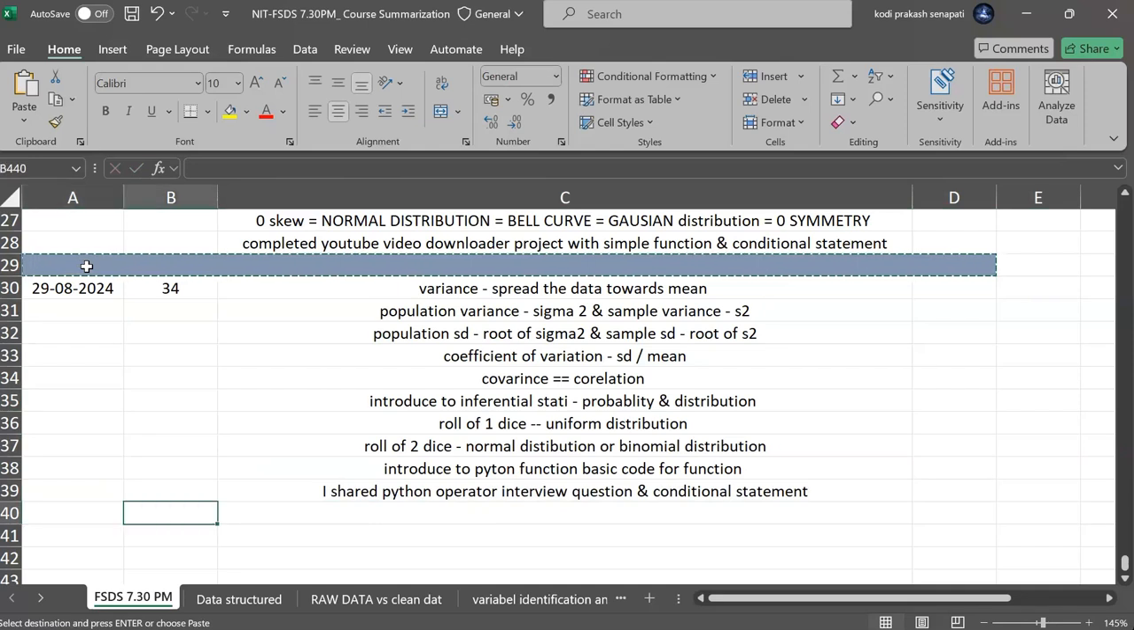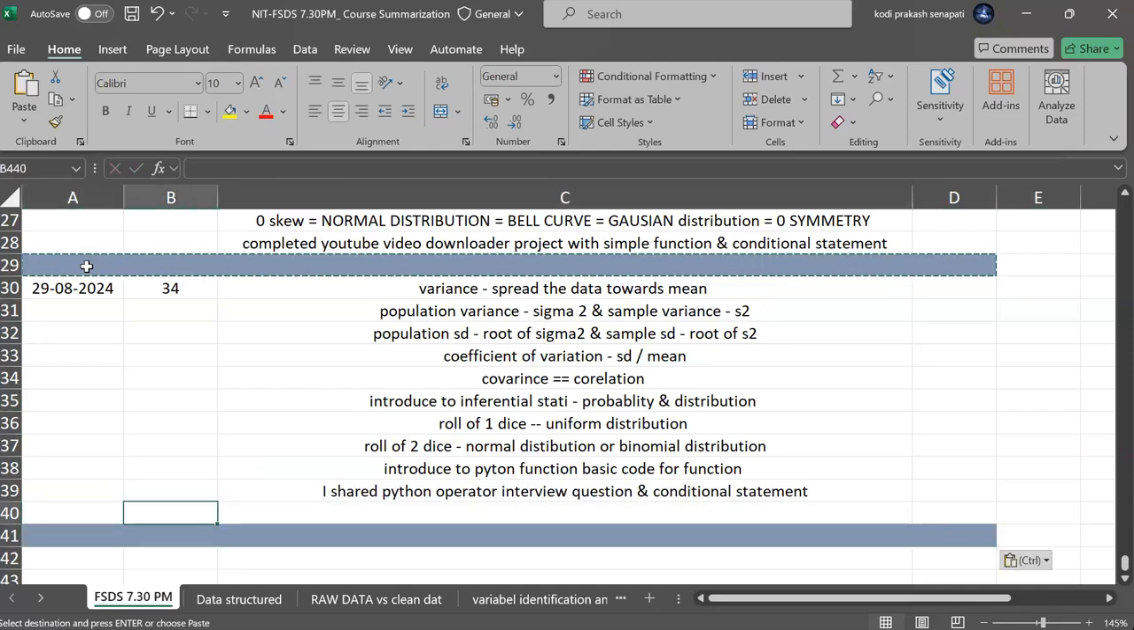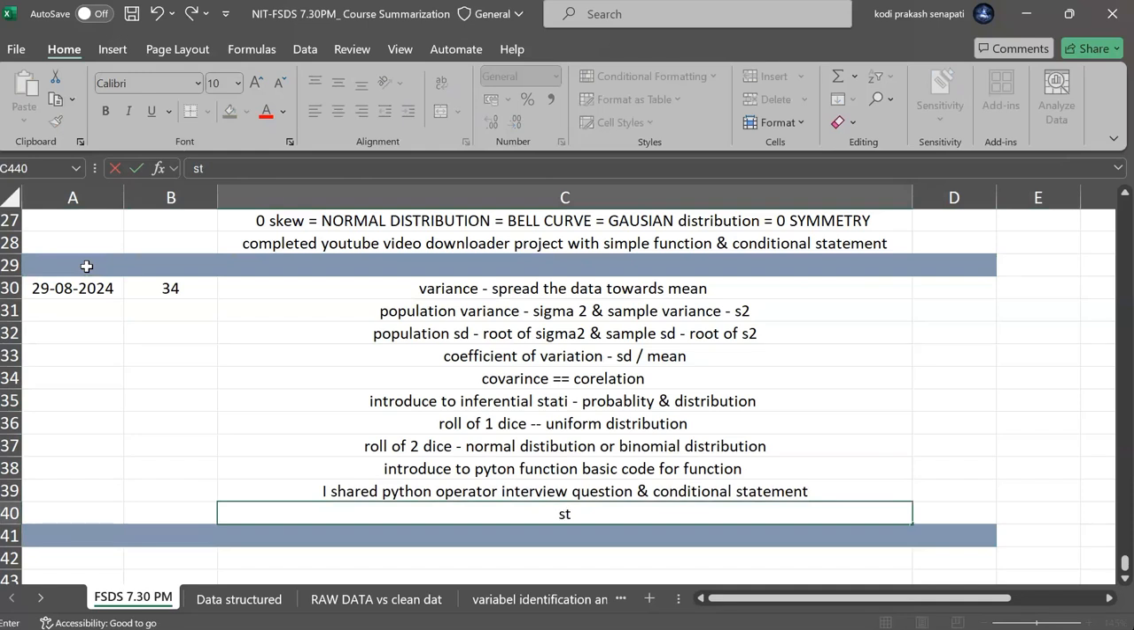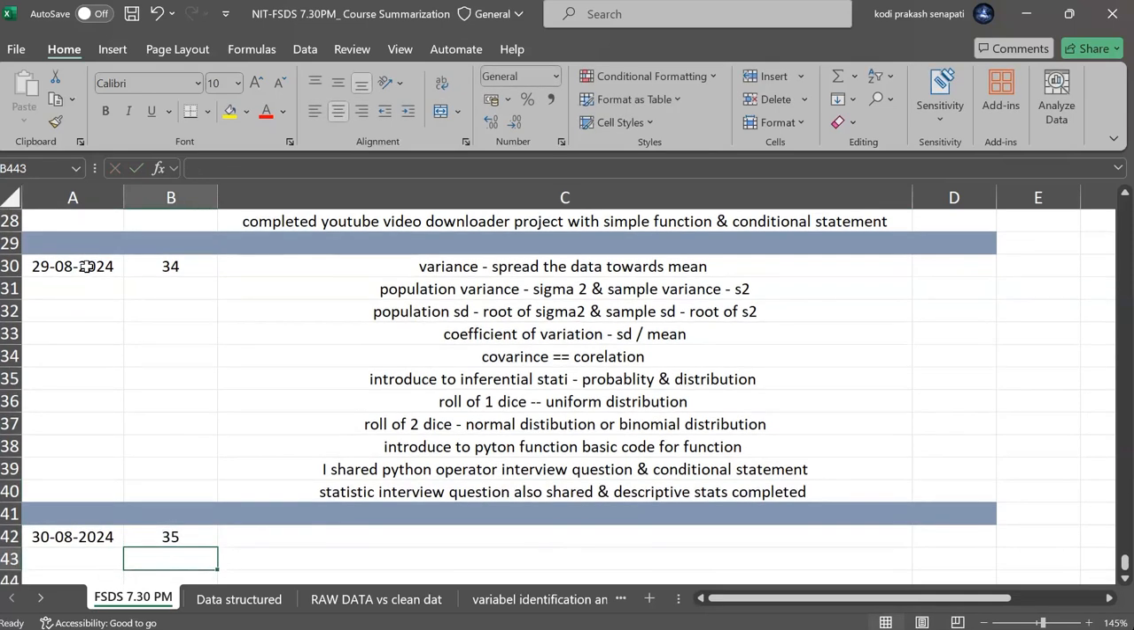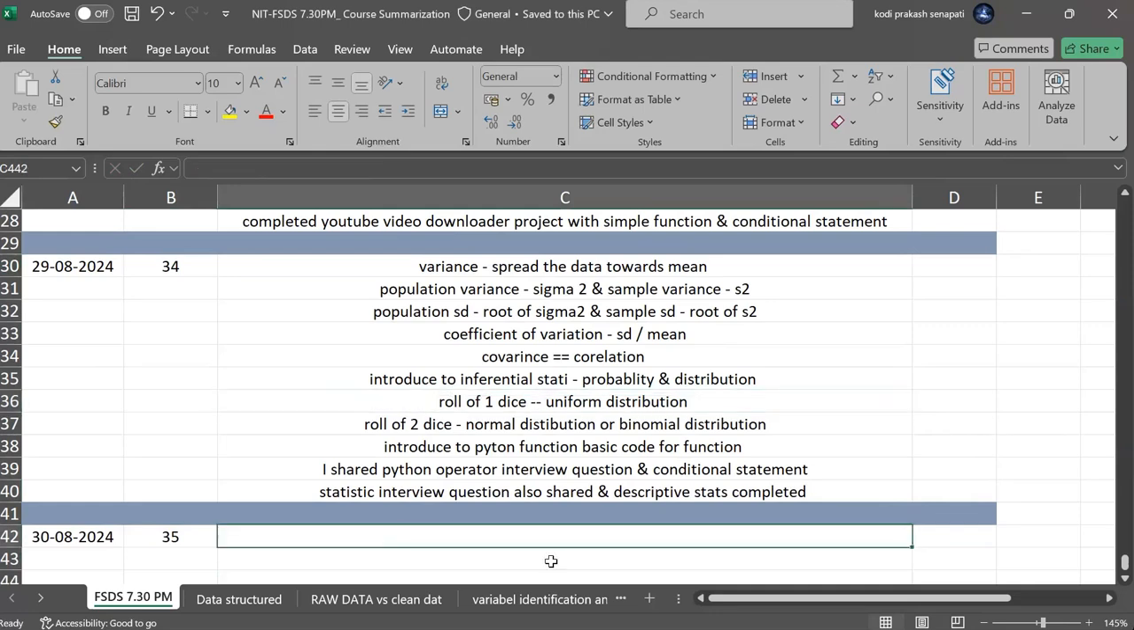So descriptive statistics was completed yesterday. Okay, did I share the statistics interview questions or not? Statistics interview questions are also shared. And stats we completed. Today I want to complete inferential statistics. The date is 35. And we do one practical of statistics again. We'll do it together. Let me finish.